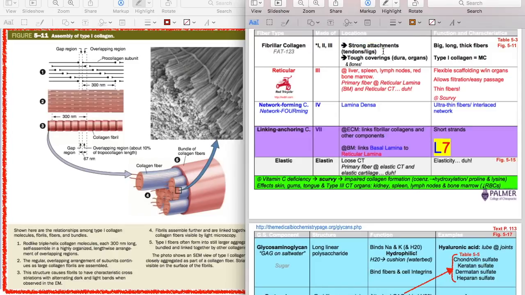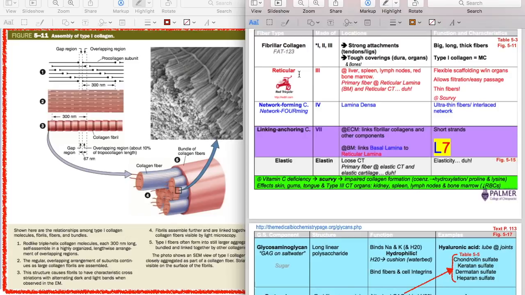They are strong. They're big, so that would make sense if they're found in places where you have strong attachments and tough coverings. Strong attachments would be tendons and ligaments, and tough coverings like the dura of the CNS and capsules around organs, and also in your bones. That's not noted in your notes, or hasn't been in the past, but type 1 especially, and fibrillar collagen in general, is going to be found in bones.